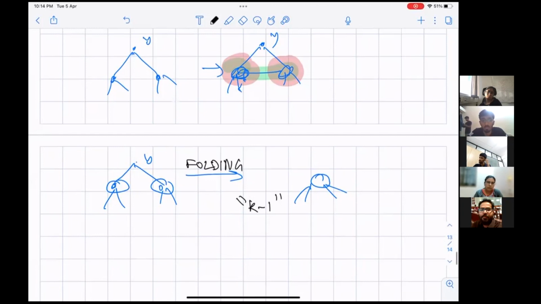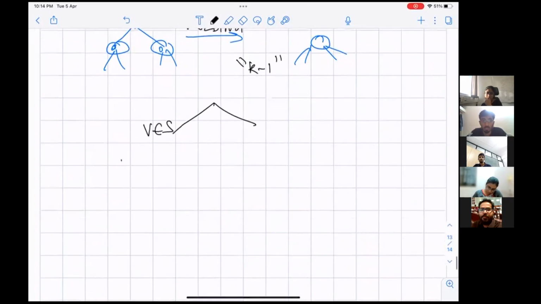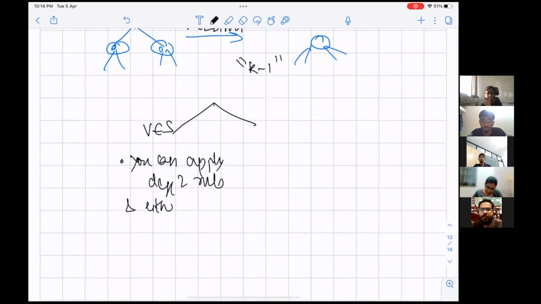So what did we learn? We learned that when you are branching V into the solution, you can apply the degree 2 rule and drop your parameter by 1 or 2. Sure, this will definitely happen if you did generate a degree 2 vertex.